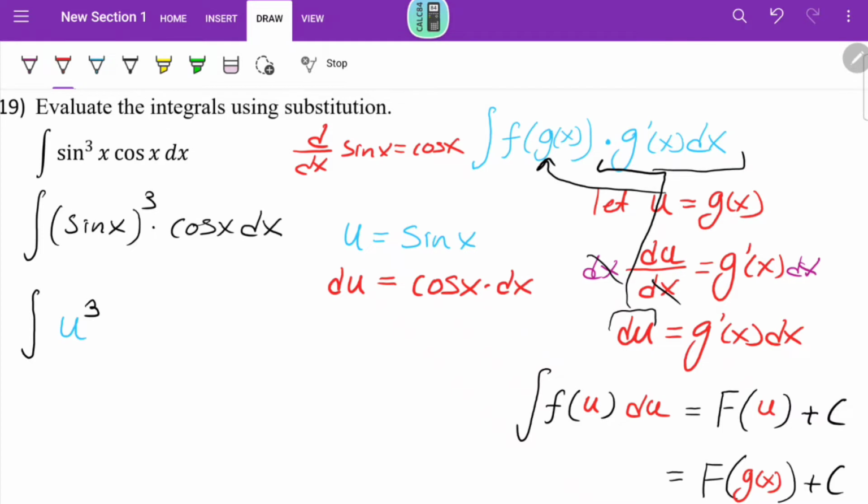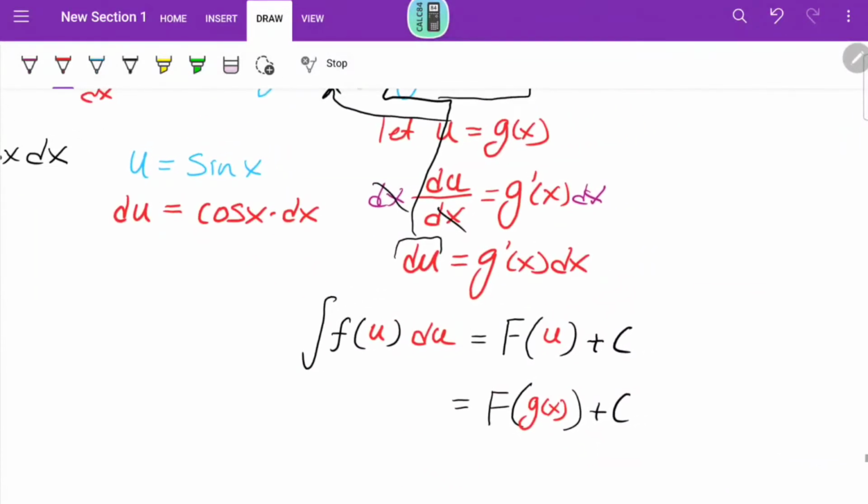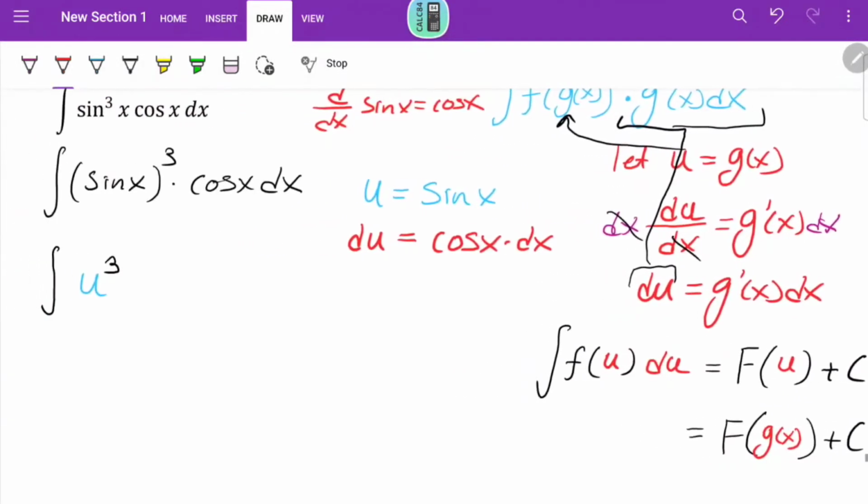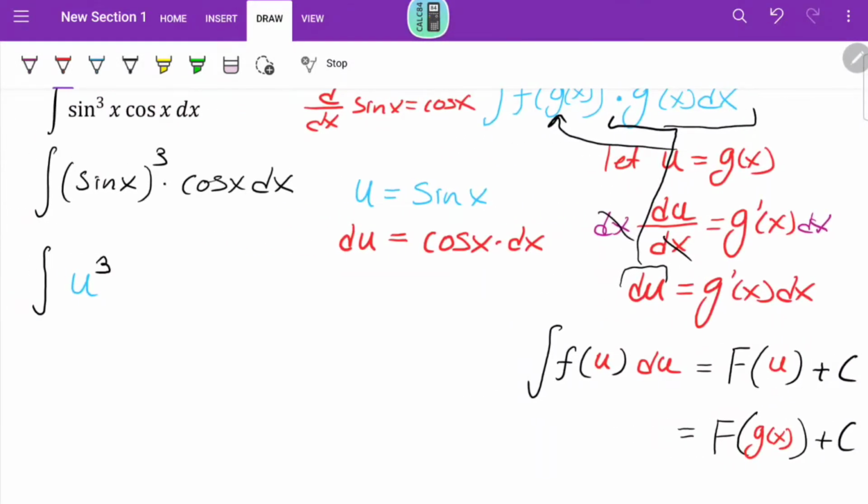Now you have an option. You can put du over dx, but we wind up multiplying both sides by dx anyway. So it doesn't really make any sense to keep putting du over dx when we can just put the dx next to the other side as multiplication. Anyways, now that we see the cosine x dx, that is in the place of du. So we're going to write that as du.